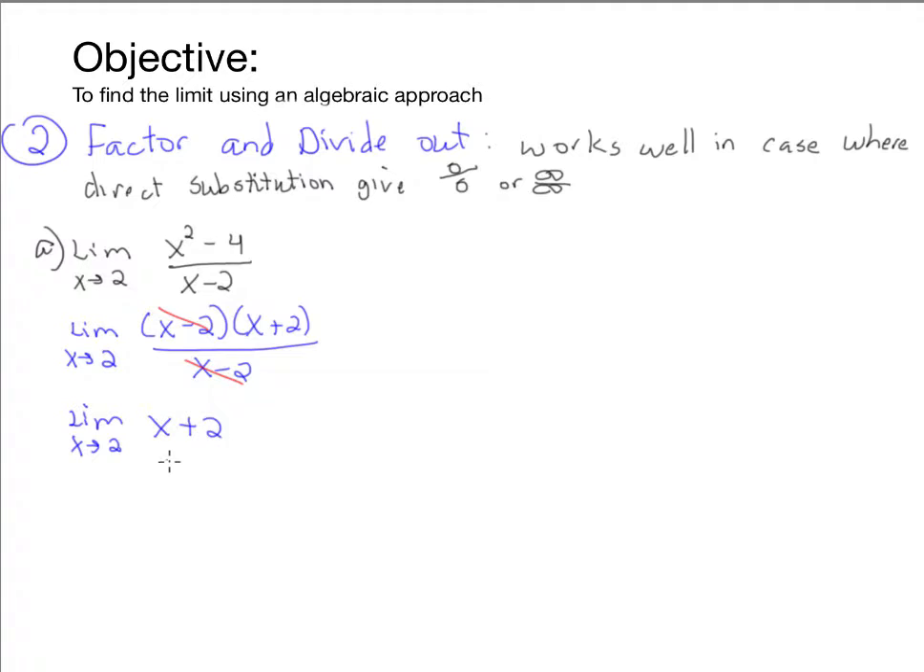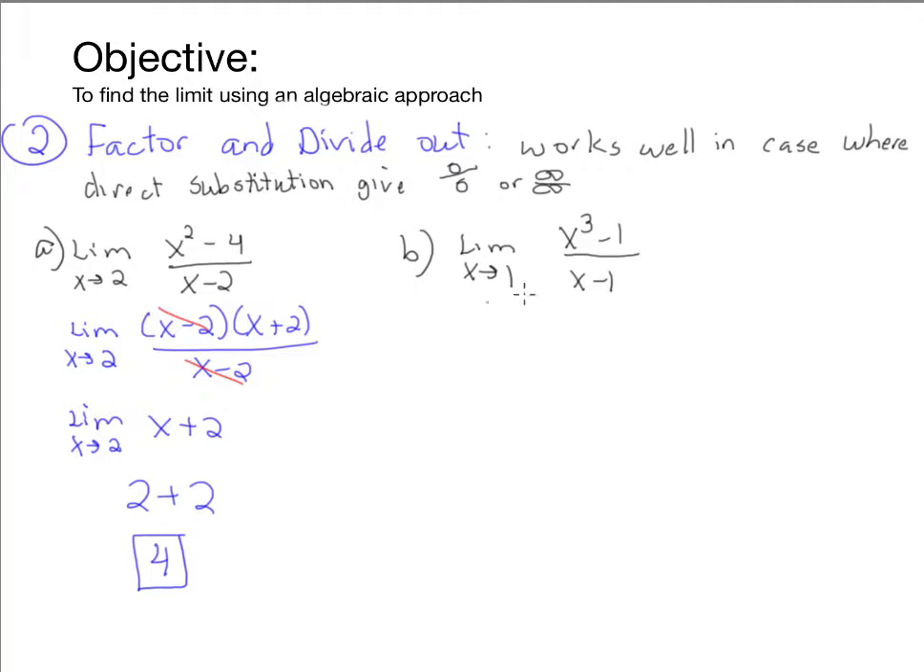Now I no longer have a rational function. I have a polynomial, in which my function is defined for that polynomial. So I can just do direct substitution. Replacing every x with 2, I end up with 2 plus 2, which is 4. So my limit for this problem is equal to 4.